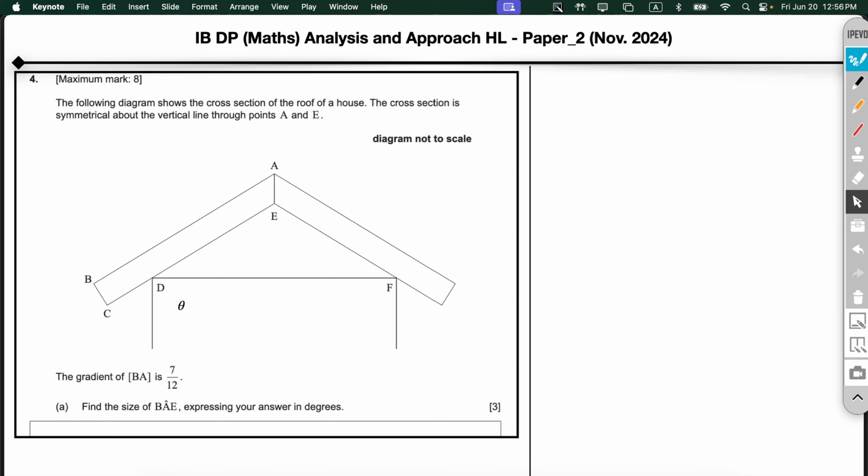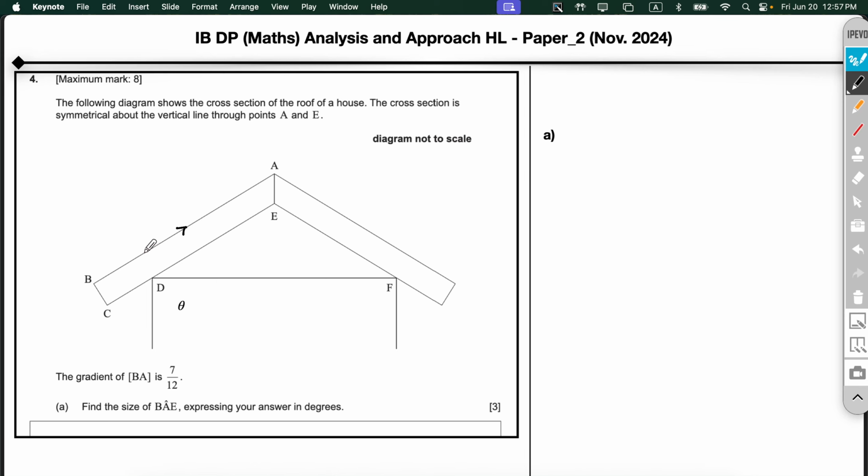Question number 4. The following diagram shows the cross-section of the roof of a house. So this is like a triangular shaped roof. The cross-section is symmetrical about the vertical line through points A and B. Then it asks to find the size of the angle BAE. The gradient of BA is given to be 7 over 12. So the gradient of this straight line is 7 over 12.